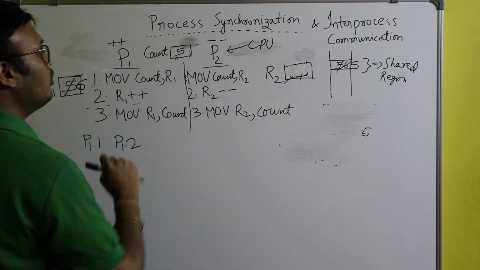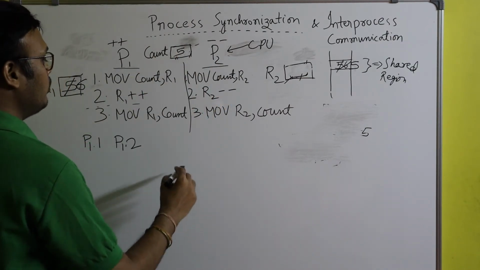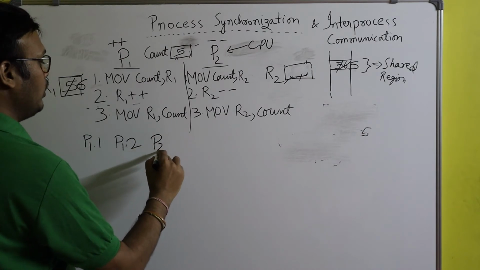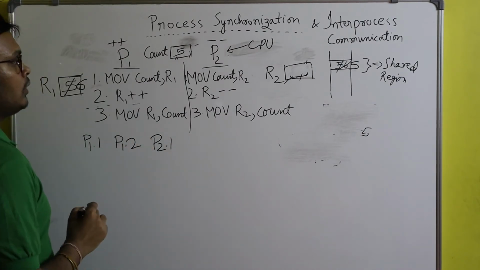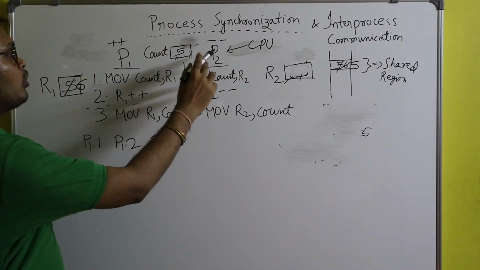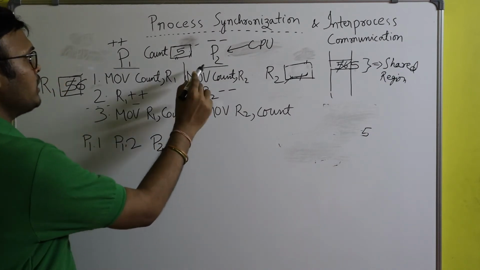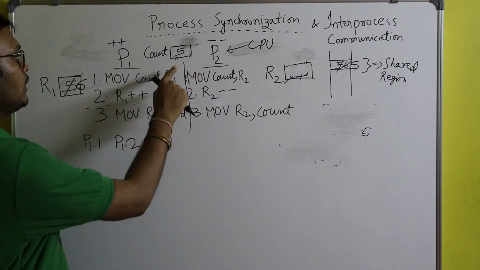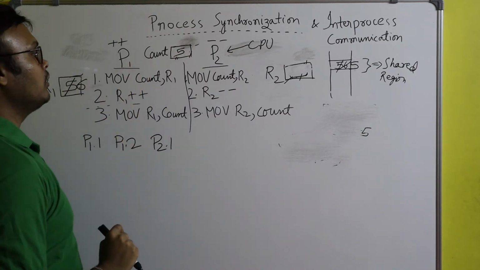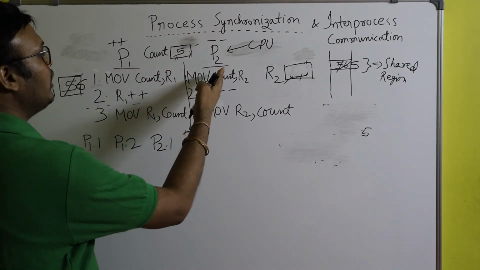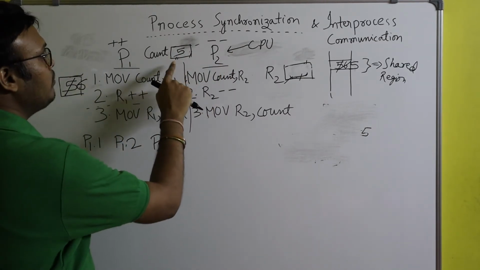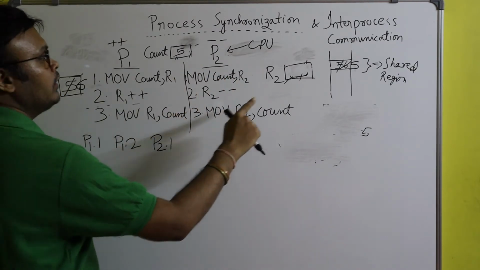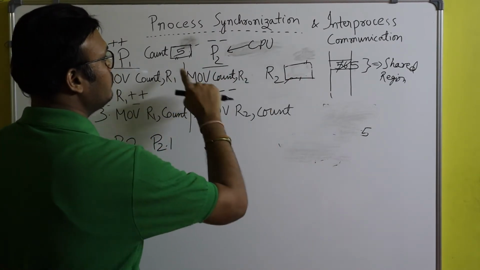So you see what process P2 will do. Process P2 will execute its first line, so here I will write P2.1. In the first line, process P2 will read the value of count as 5, not as 6, because the value was not updated by P1. It will move the value of count to R2, so now R2 contains 5.